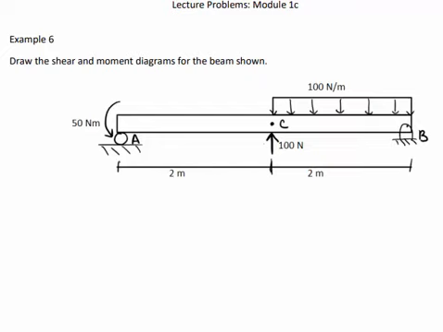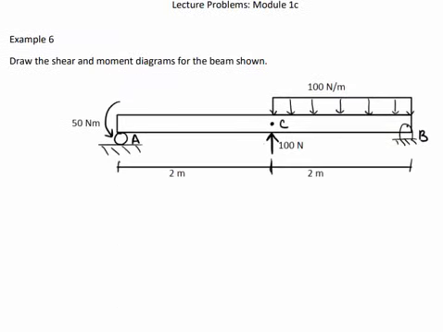So I'm going to be doing a couple of problems using the graphical method. Example number 6 and example number 7, which you see here on your screen. It's number 6 and this will be number 7. And we're going to be using again the graphical method.